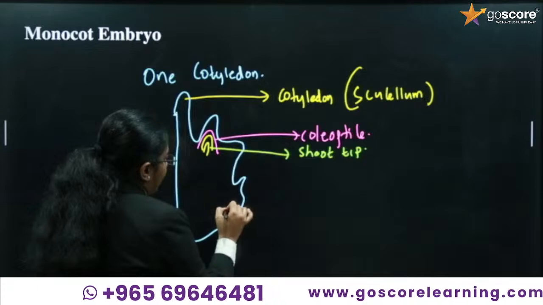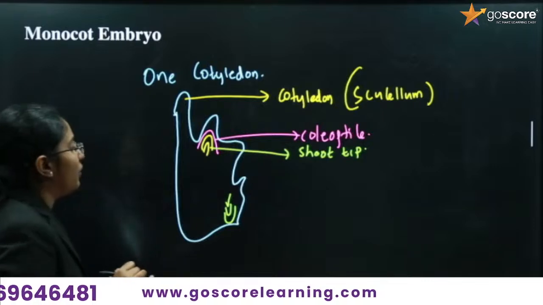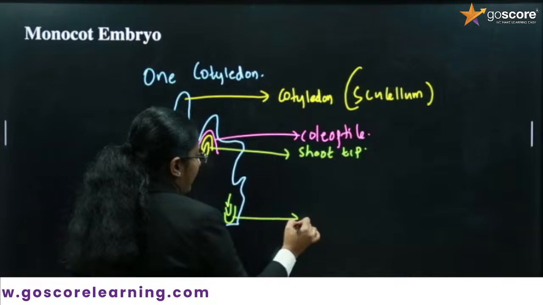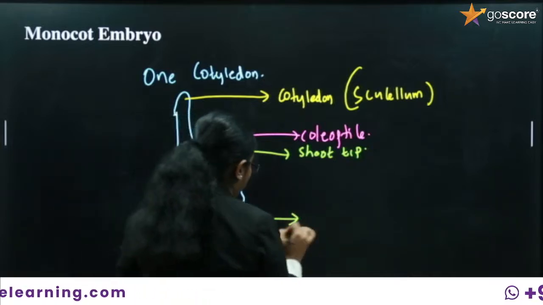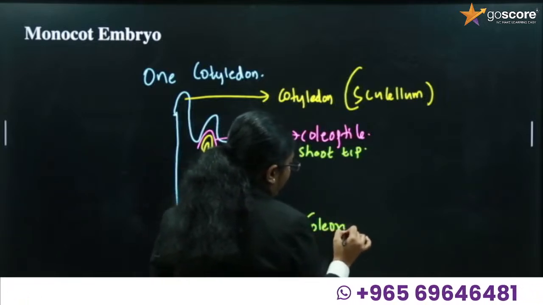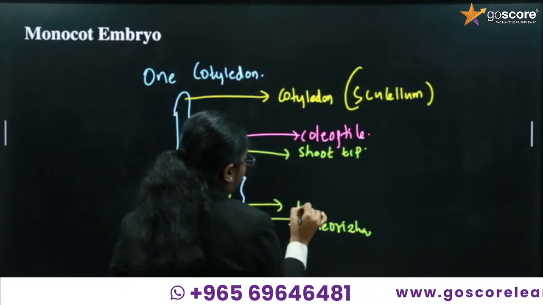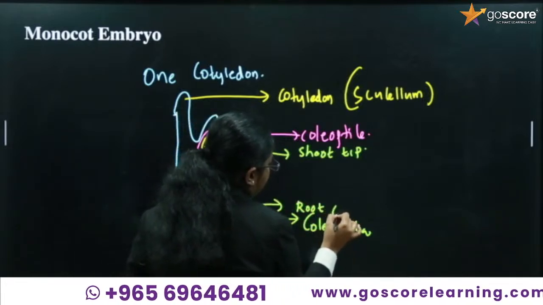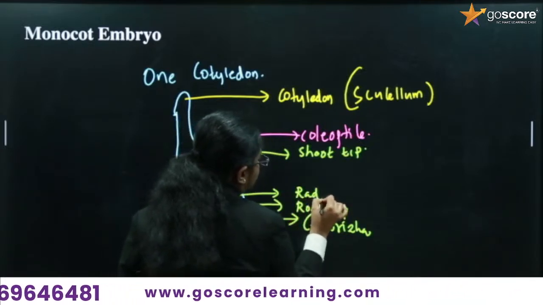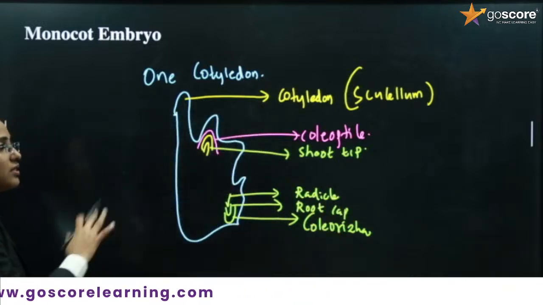Root cap. Then you have a root tip. Then you have root cap, and the root tip and root cap are enclosed in a particular structure, and that structure is known as coleorhiza. And this is the root cap. Root cap is present. Then the root, or we can call it the radicle, is present.